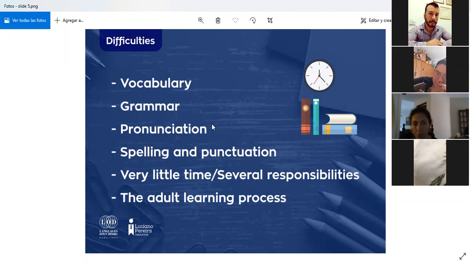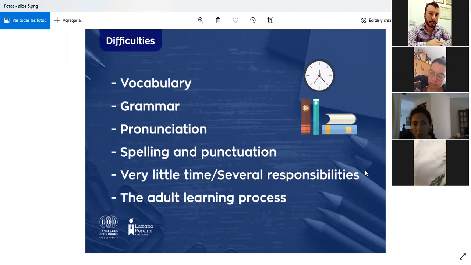Pronunciation, of course, they are going to find new sounds. So it's going to be difficult at first because they are learning a new system. And spelling and punctuation also, which comes as another consequence of the new language that they are dealing with.